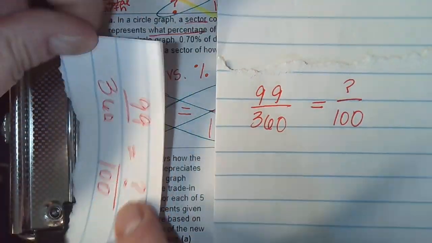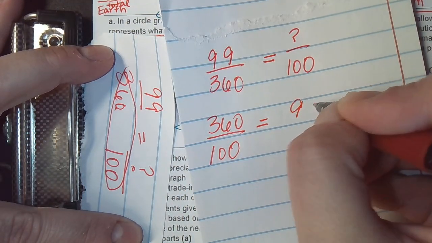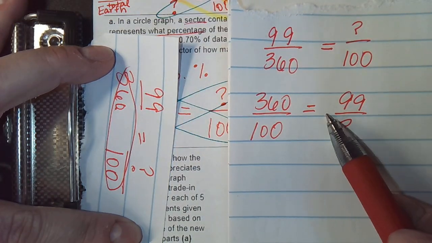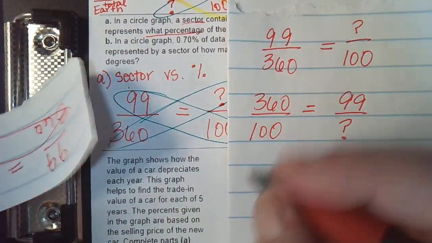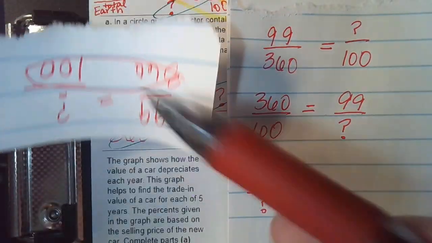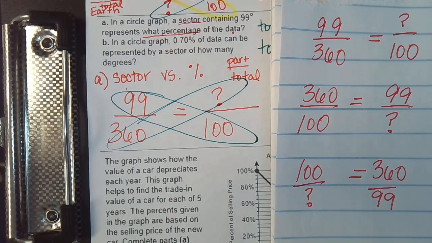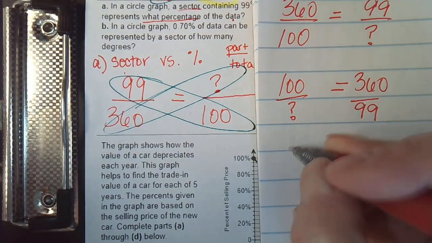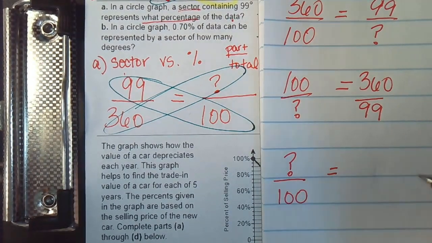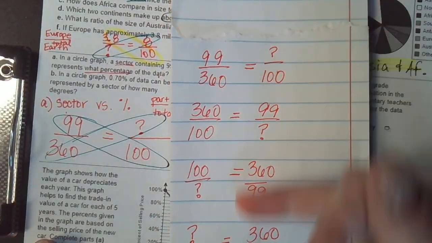So that's the original, okay? Or I could turn it like this and say 360 over 100 equals 99 over question mark. So this is another possible proportion. Or I could turn it this way and say 100 over question mark equals 360 over 99. Or I could turn it over again and say question mark over 100 equals 360 over 99. So all four of these options are possible.